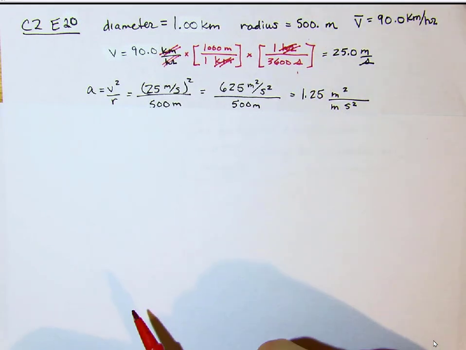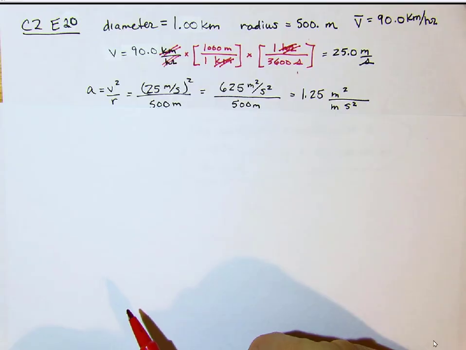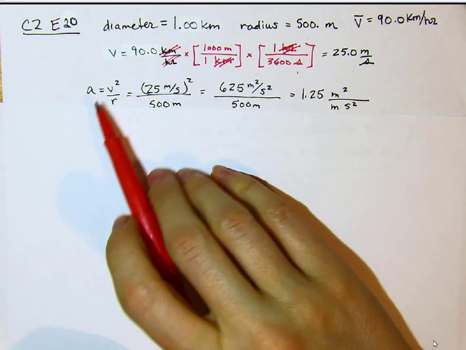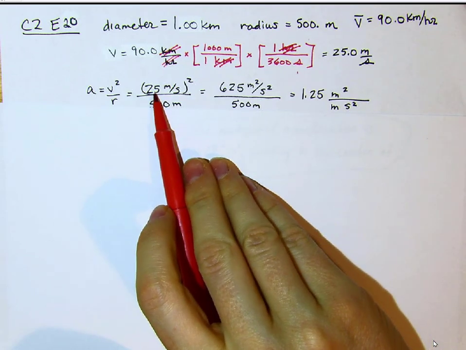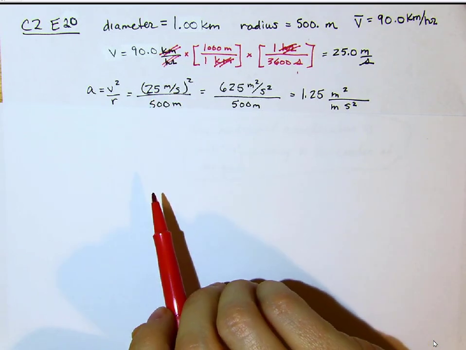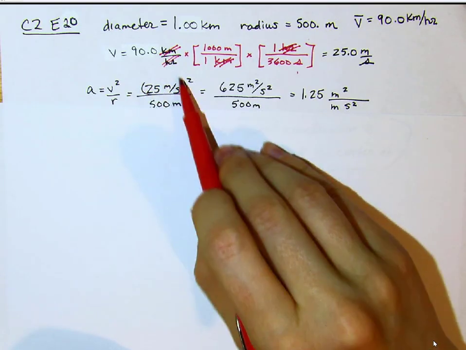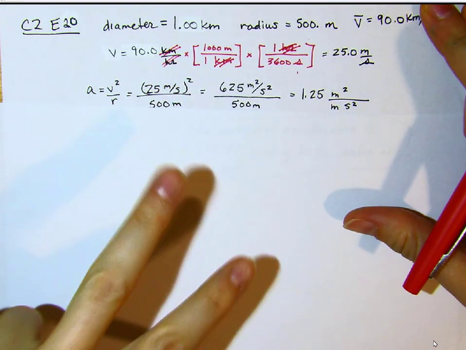So then we were in the case of circular motion at constant speed. So we can say the acceleration is just v squared over r. So we plug in our v, our average speed, 25 meters per second, all of that squared, divided by 500 meters.